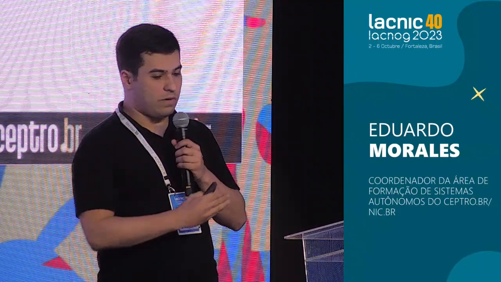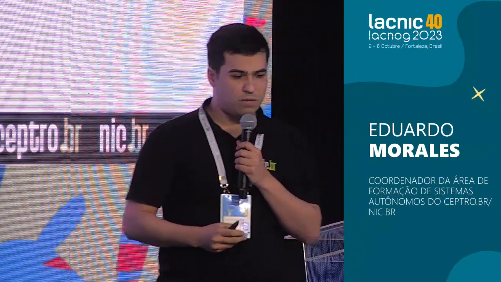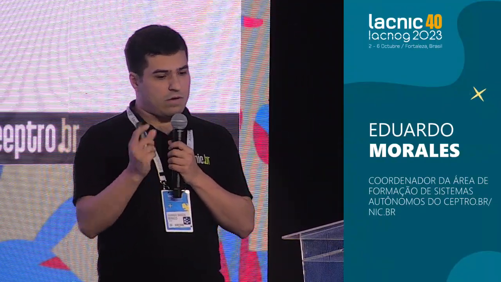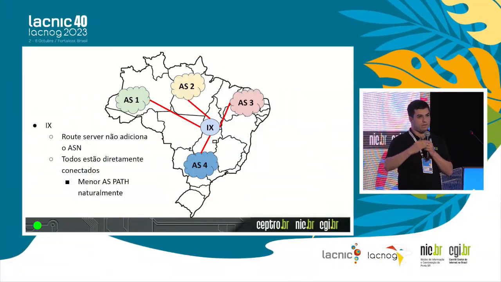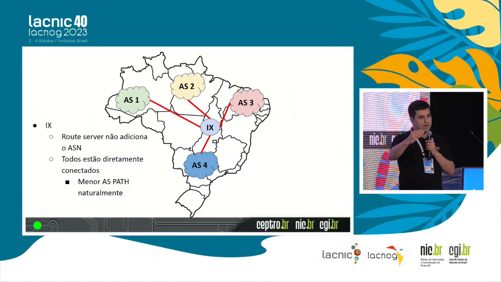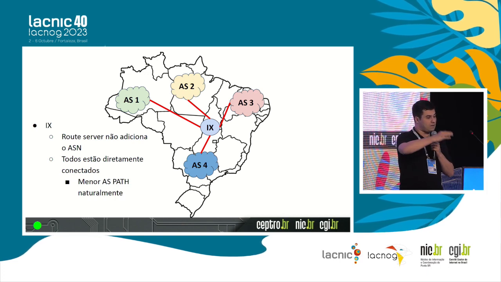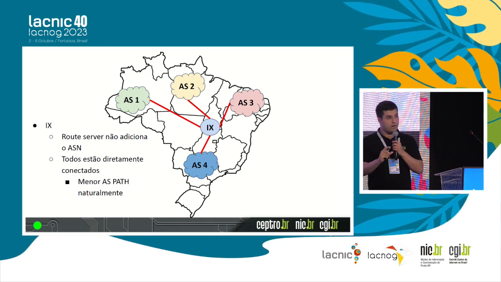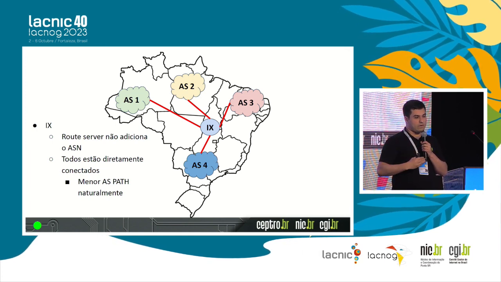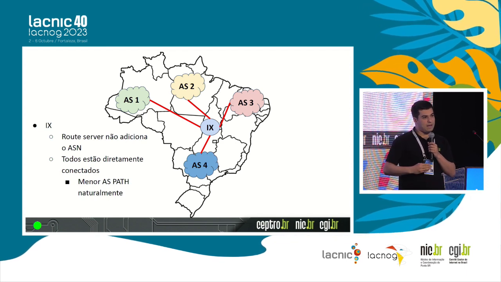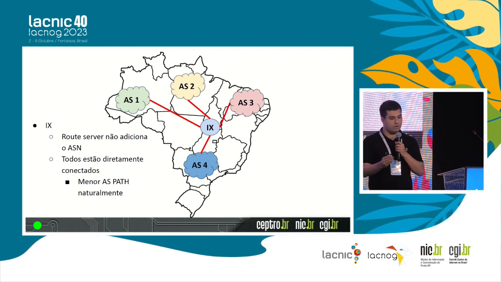To understand it better, later on we're going to see more complex scenarios, but we have to understand that we have the IX, which is a conjunction of connections between autonomous systems. And there's an interesting thing. When we work with an IX, we have a route server. We have a connection with a route server that will replicate routes with some participants, but it won't change anything in the middle of the road. So it's transparent when we exchange traffic.